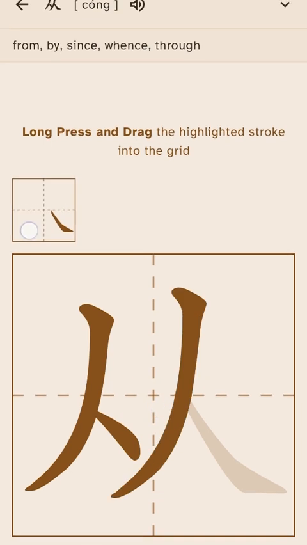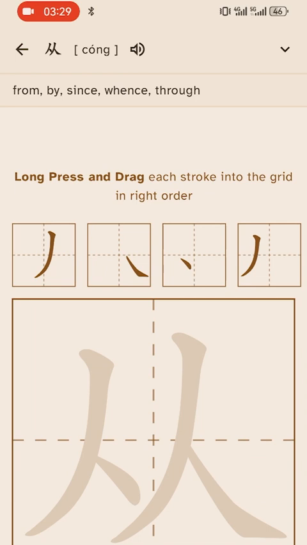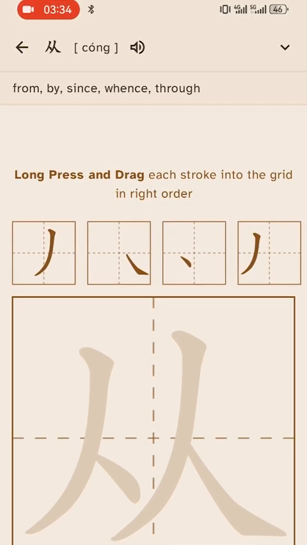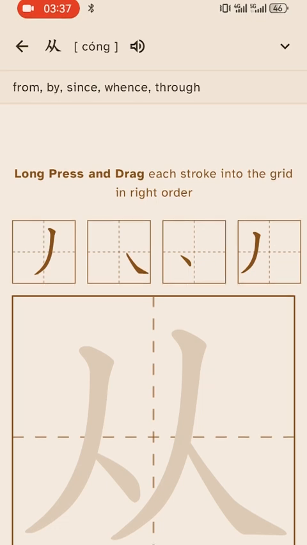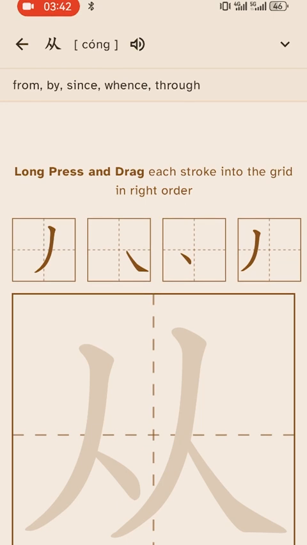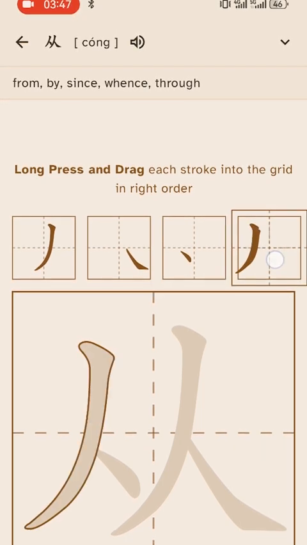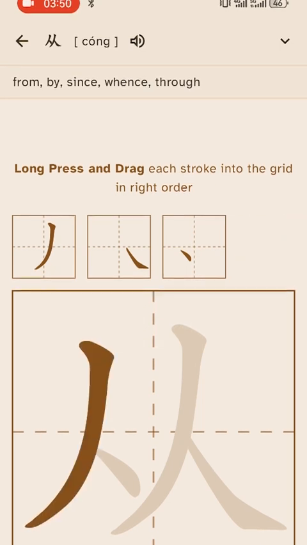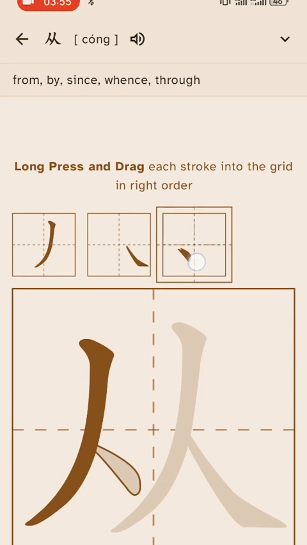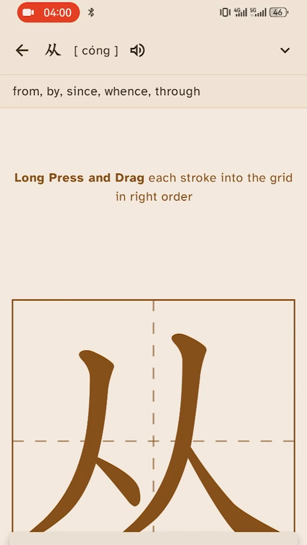This is the third stroke, and this is the last stroke. Now let's enter the practice mode. In practice mode, you should pick strokes in right order. Since this character is a left-right structure, so you need to pick the leftmost one. This one is the leftmost one, so you pick it. And which is the next one? No. Yes, this one is the next one. And the next one. And the next one.